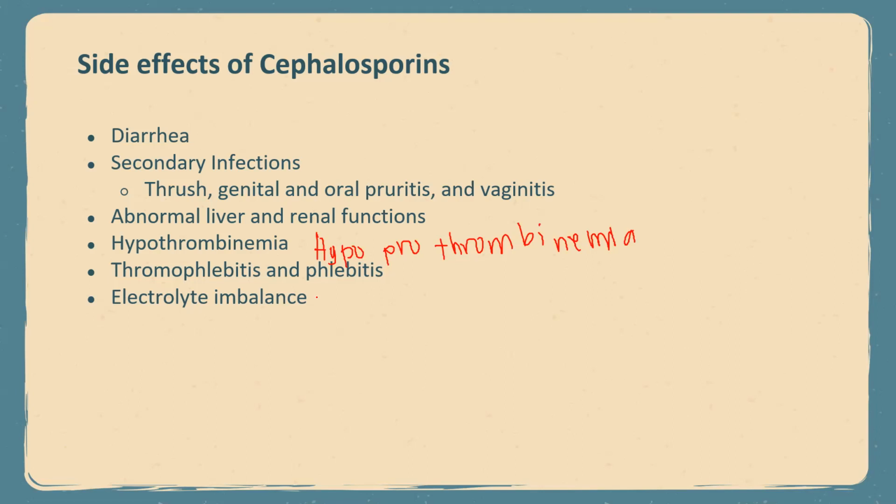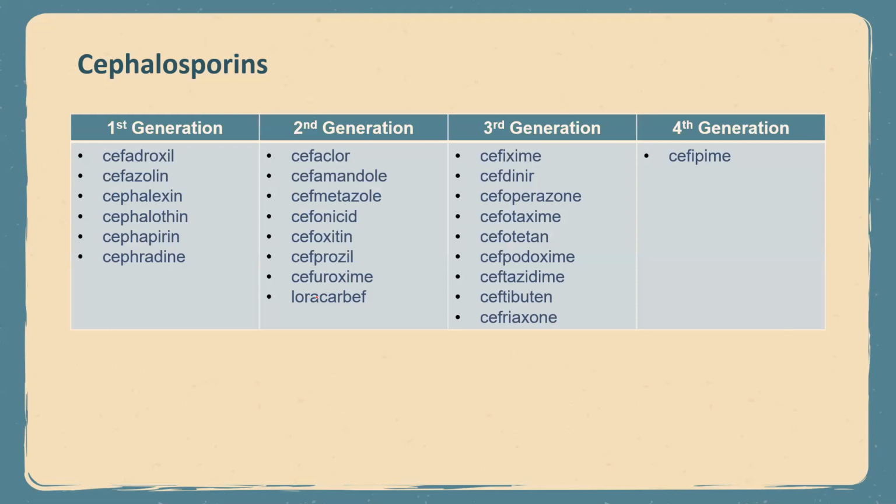And we also have your thrombophlebitis and phlebitis, okay, which are recurrent problems associated with IV administration of cephalosporins. And lastly, we have our electrolyte imbalance. So these are the drugs under the first generation, second generation, third and fourth generation.